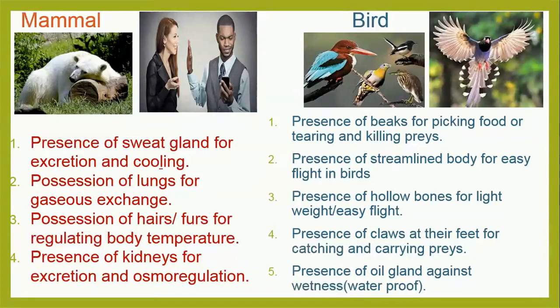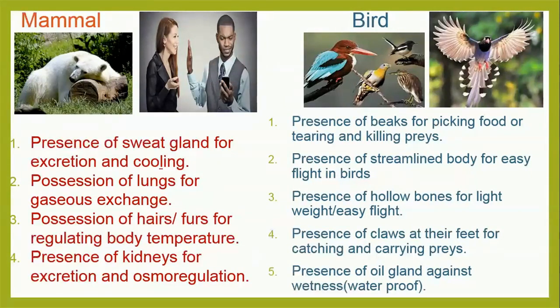Okay, let's look at birds. Okay, now, what are some adaptive features of birds? Number 1 is presence of beaks for picking food or tearing and killing prey. Look at the first image here. You see the long beaks of some of these birds. So they use it for picking maybe grains like rice, insects, and the rest. Okay, and some of them use it for tearing their prey and even killing them. Okay, number 2, possession of a streamlined body for easy flight in birds.